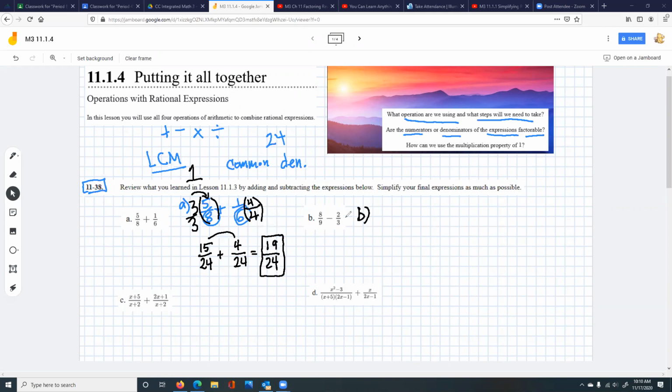Okay, part B here, 8/9 minus 2/3. I know I can make 3 into 9, since 9 is a multiple of 3, by multiplying by 3 over 3.